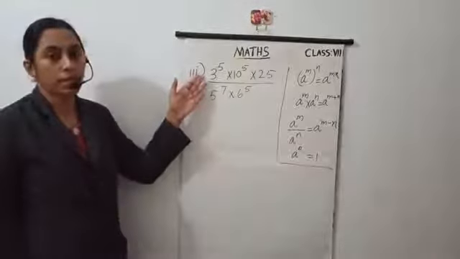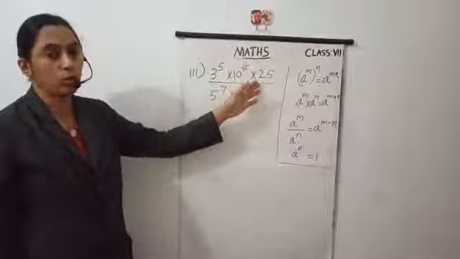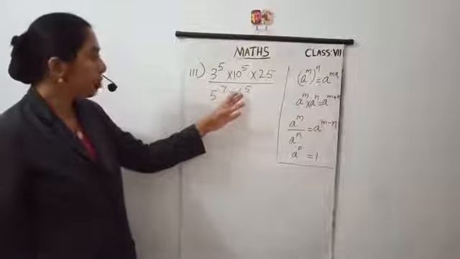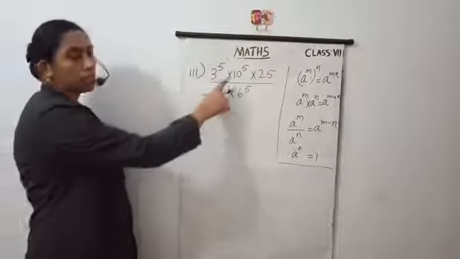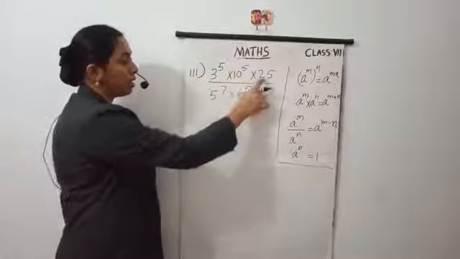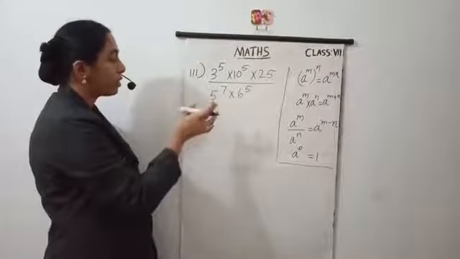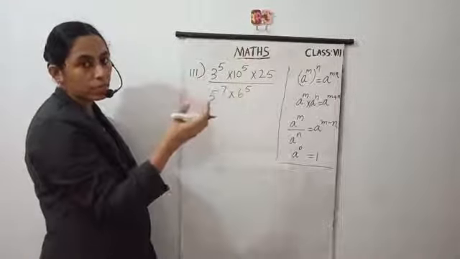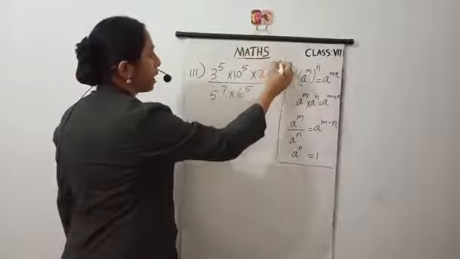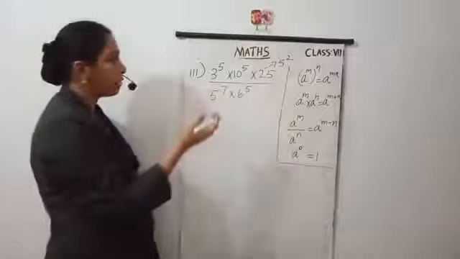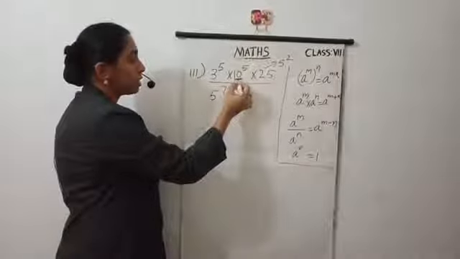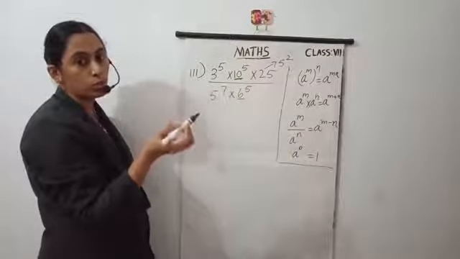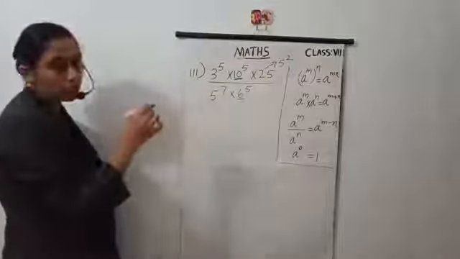So third question: 3 raised to 5 into 10 raised to 5 into 25 by 5 raised to 7 into 6 raised to 5. So first look here: base 3, here 10, here 5, here 6, and one number is 25. So first, can you change any number to the same base, like that you think? Okay. So this can be written like 5 raised to 2, isn't it? 25 is 5 raised to 2. Then this 10 we can split into 5 into 2 and this 6 we can split into 3 into 2. Okay. Like that you think first and apply that.